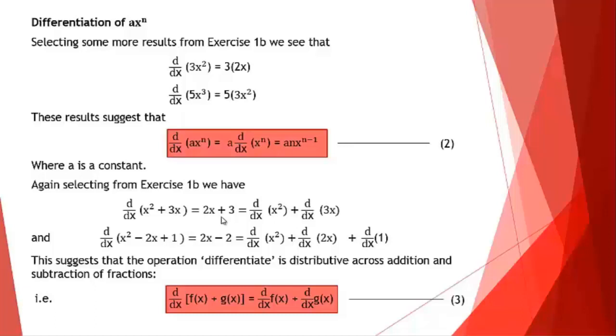So this suggests that the operation differentiate is distributive across addition and subtraction of functions. That is, differentiation of f of x plus g of x with respect to x gives us differentiation of f of x plus differentiation of g of x with respect to x. So we distribute f of x plus g of x into 2 separate terms and then we differentiate separately.